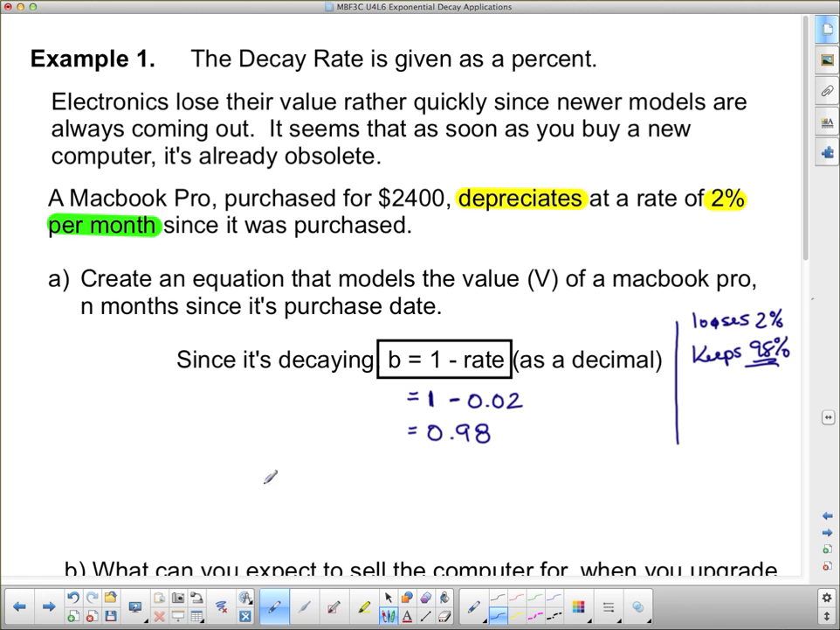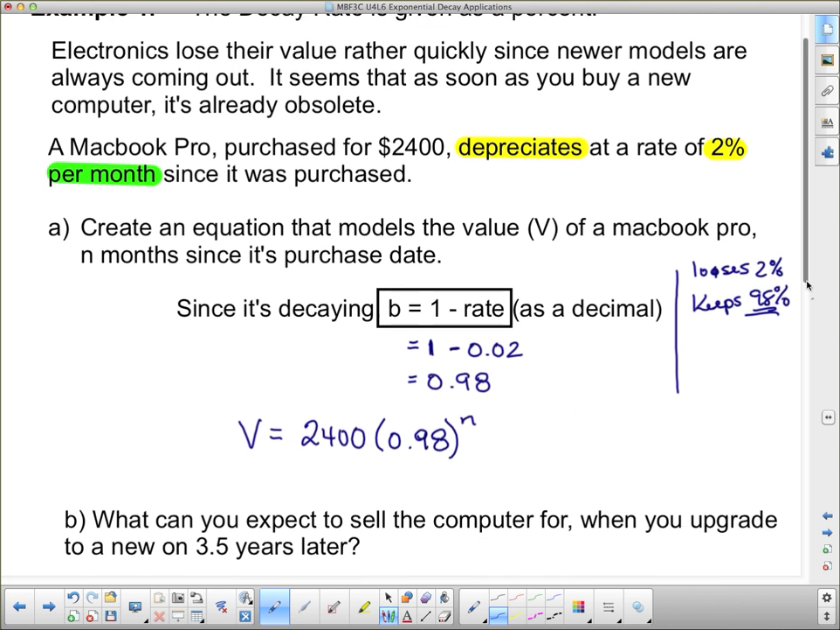Now, as far as the equation goes, if I have value equals, now remember we have to take our initial price, which is 2,400, and in the first month it's going to keep 98% of its value. And then it's going to keep another 98% of its value, and another 98% of its value every month, and we're going to let months be n. So there we go, where n stands for the number of months.